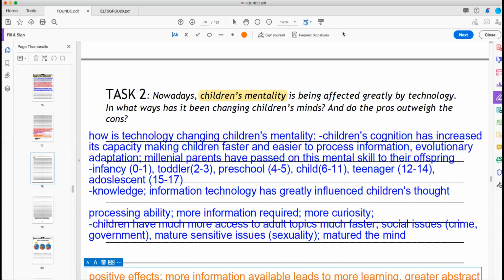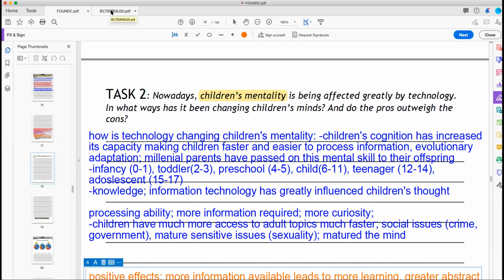Okay, so yes, this topic is cause and effect. Nowadays, children's mentality is being affected greatly by technology. So, in what ways has it been changing children's minds? That's in what ways, or what has been causing that? And do the pros outweigh the cons? Again, pros, positives, cons, negatives. So what are the effects of this? Outweigh means which one is stronger.